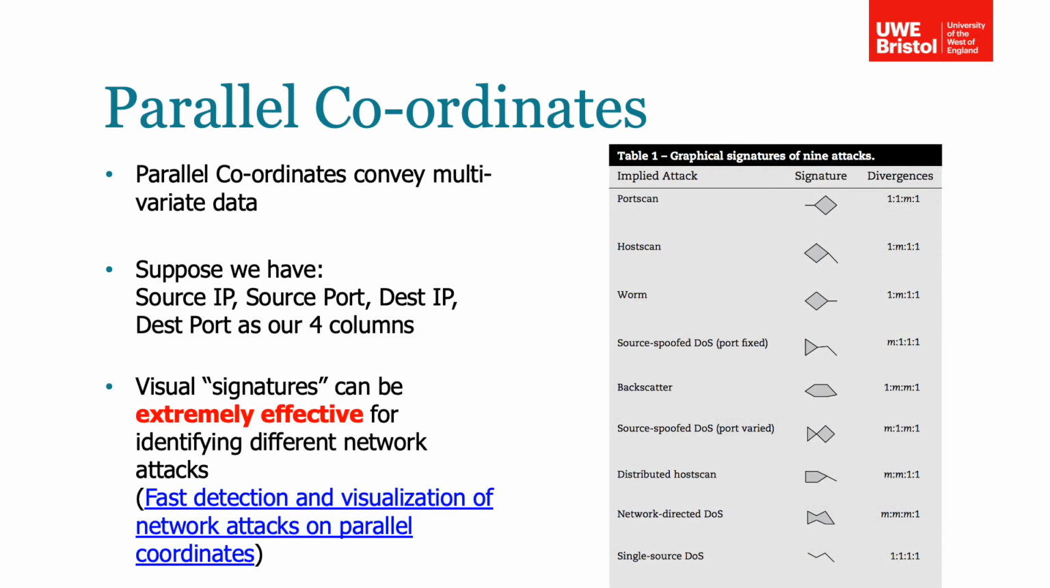In the paper, Fast Detection and Visualization of Network Attacks on Parallel Coordinates by Chow et al., they propose the use of parallel coordinates for network traffic analysis, but use this to define small glyphs that are indicative of network behaviors. The distinguishable shape of the data plots can be treated as a signature here to easily recognize behaviors such as worm, port scan, or denial of service attacks.